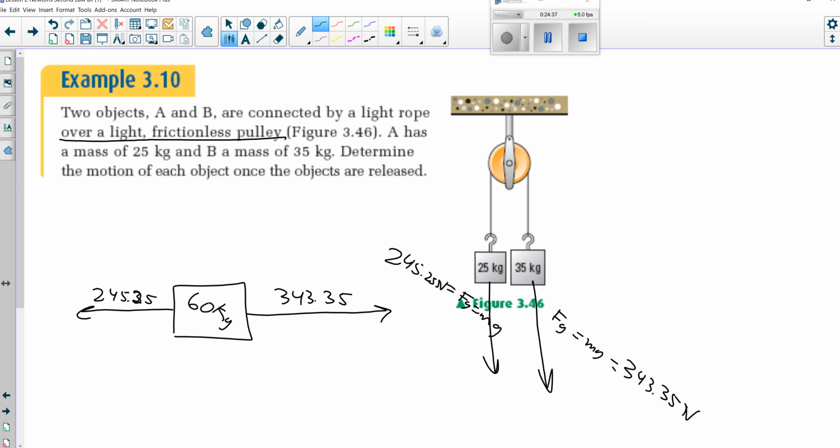Can I calculate the net force on the system here? Absolutely. So F net is going to be 343.35 plus negative 245.25, which is going to be 98.1 newtons.